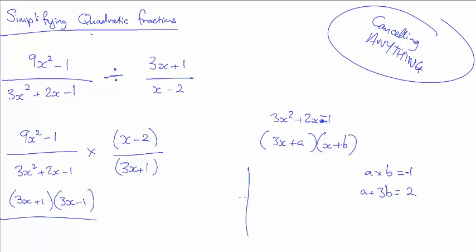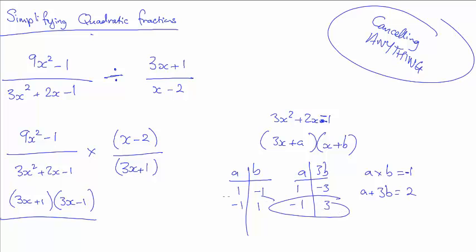So let's think of all the A's and B's. Can't get much nicer than this, can you? That's it. To be honest, that's it. There you go. That's the one that gives you 2. That's your answer. So this one becomes 3x minus 1, x plus 1.